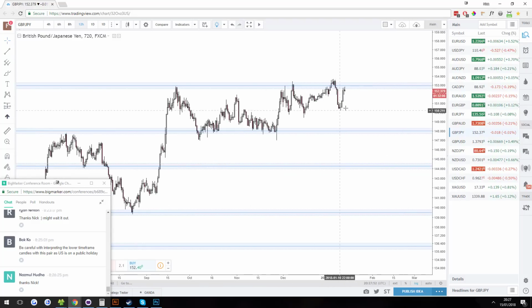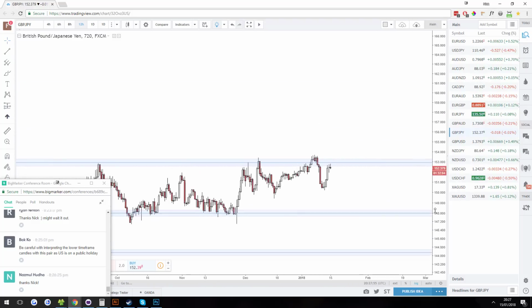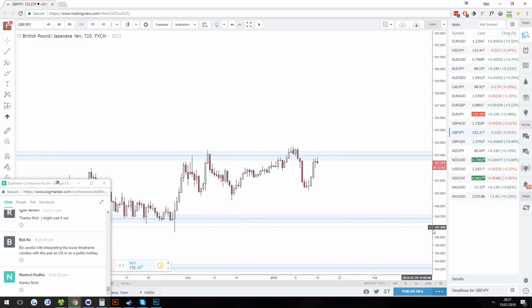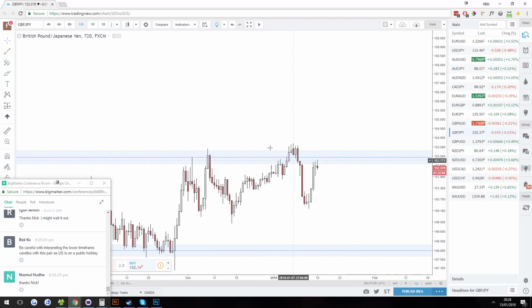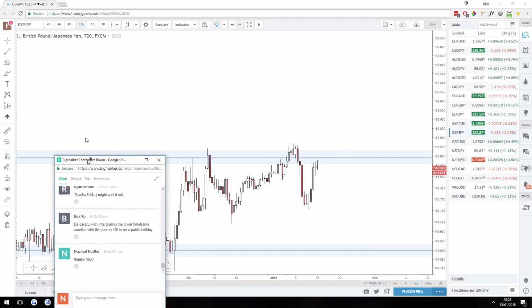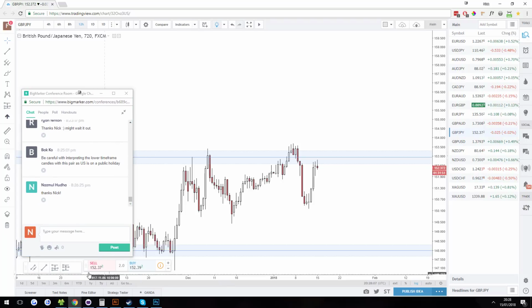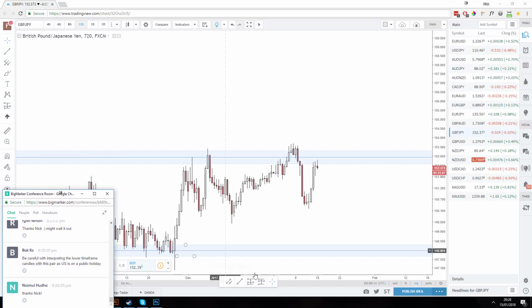Bit of a counter trend setup. Wouldn't be looking for a big target on something like this, not at all. I'm not looking for it to fall down to the next support area. So there might be a short setup here, but it's not a particularly strong setup. I'm watching this on the 12 hour.